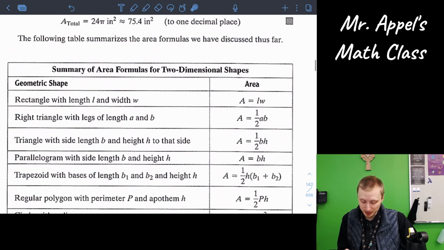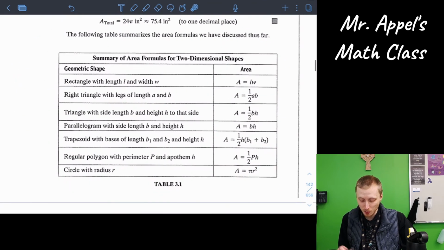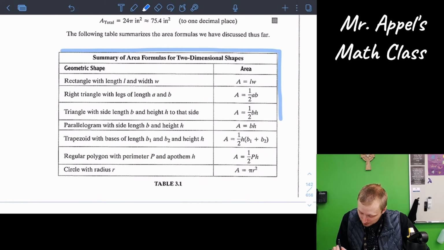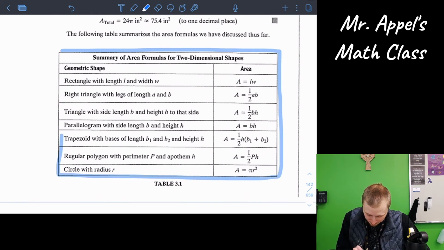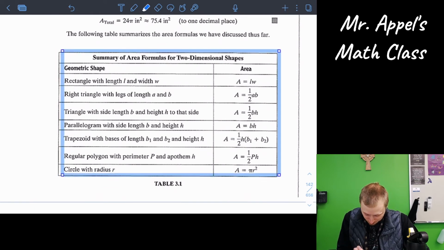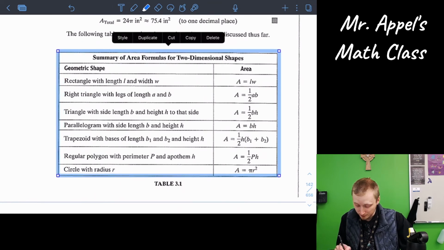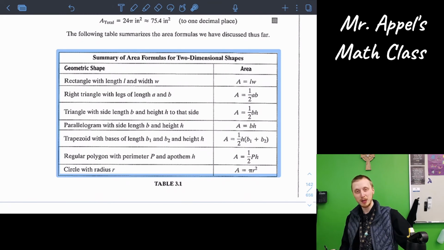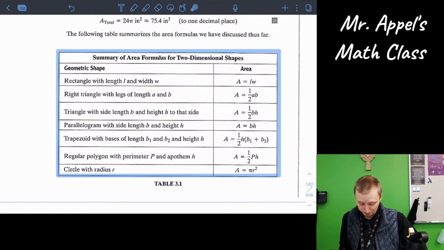The following table summarizes the area formulas we have discussed so far. Oh my gosh, one handy-dandy chart with all the area formulas. This is the kind of thing you will often see in the back of planner books, where they give you all the area formulas for easy reference. So go ahead and make sure you've got that in your notes. Maybe put it on a note card and have it handy while you're doing your problem set. There you go: rectangles, right triangles, non-right triangles, parallelograms, trapezoids, regular polygons, and circles.